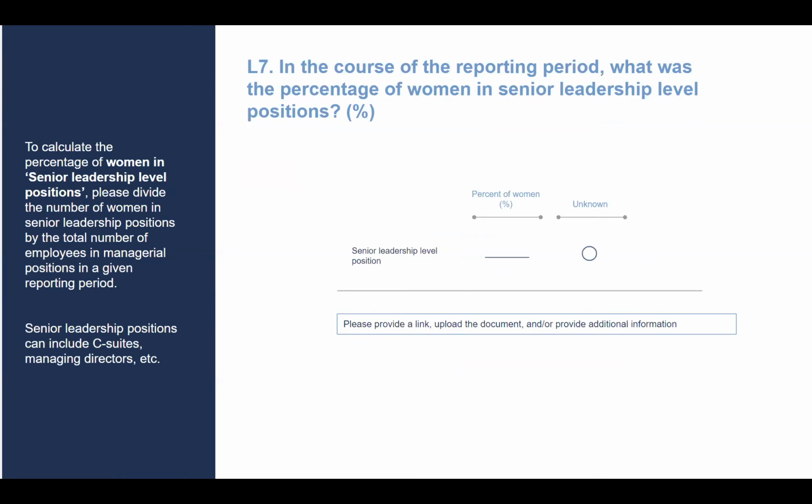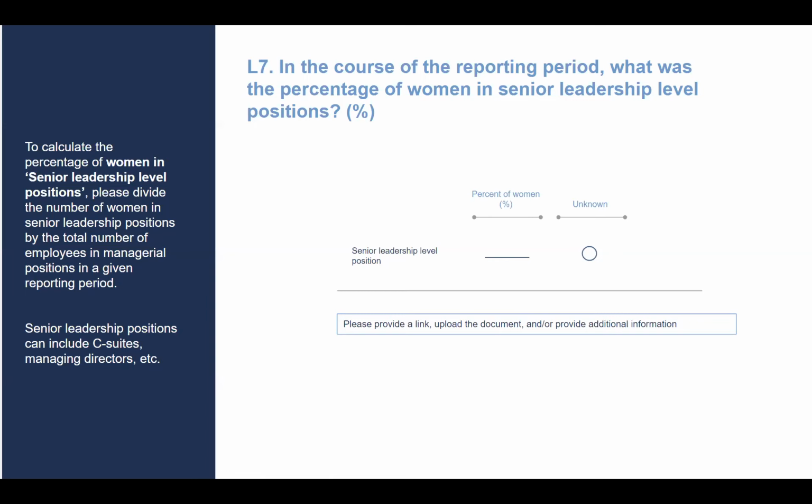Question L7 aims to understand gender gaps at the highest level of leadership within a company. It is expressed as the number of women in managerial positions divided by the total number of managerial positions in a given reporting period. Organizations can use either employees or full-time equivalents, FTEs, and should report this metric at the end of the reporting period.